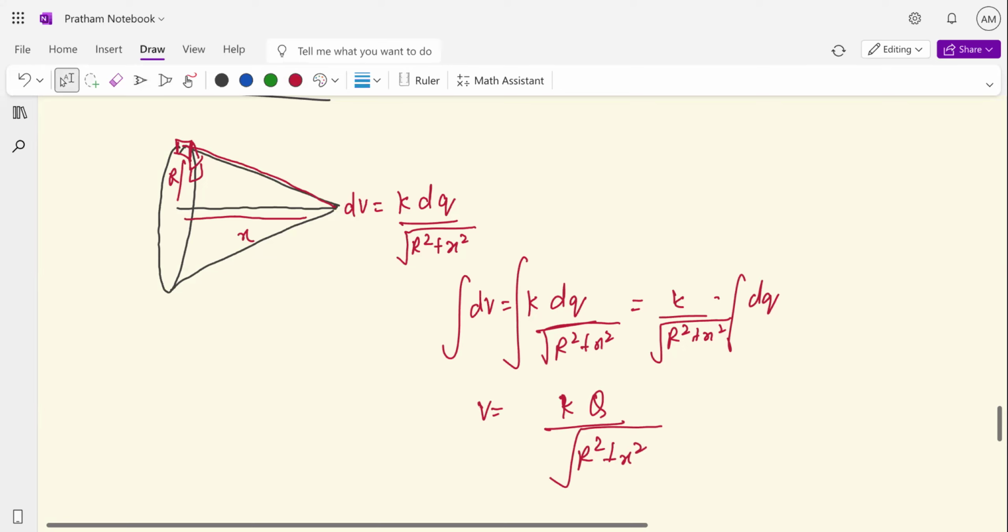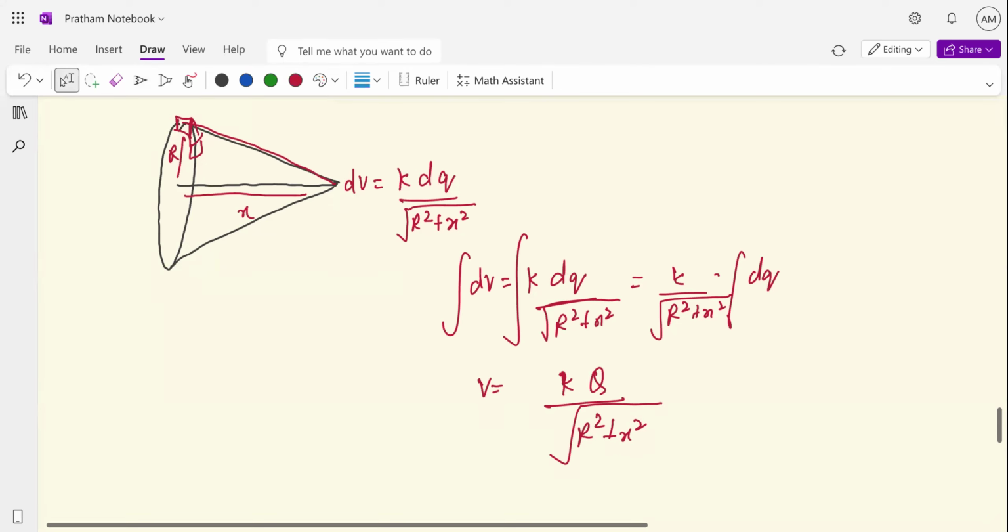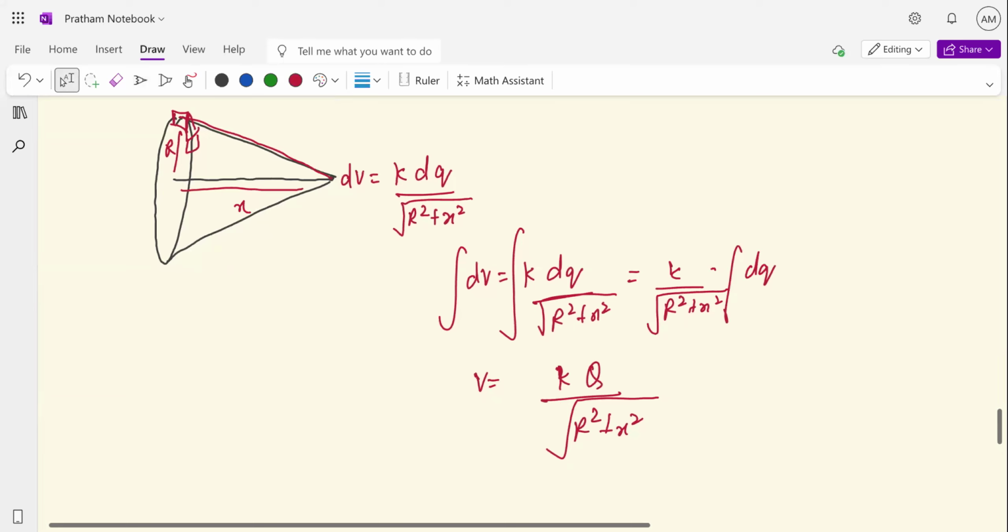Is that clear? Yes. You can see it is a very easy part, because in potential we don't have to look for the direction at all. For each charge the distance is the same, so you can just integrate the charge itself. Clear? Yes. Okay.